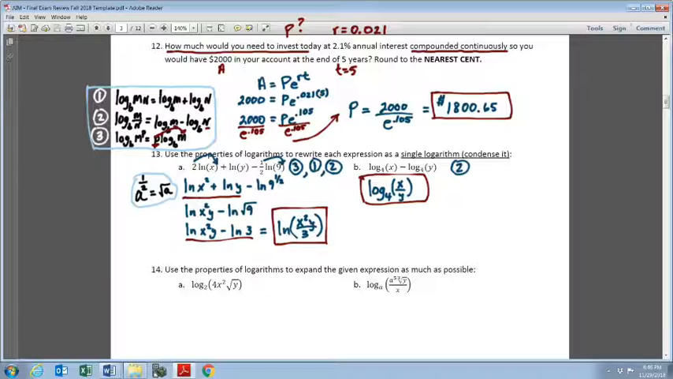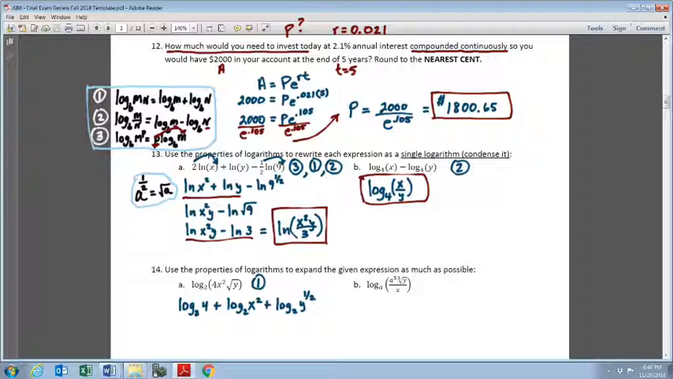We can't actually use property 3 yet because we don't have just a single base to a power. So let's go ahead and write this as a sum of logs using property 1. It would be log base 2 of 4 plus the log base 2 of x squared plus the log base 2 of y to the 1/2 power. I'll go ahead and rewrite that.